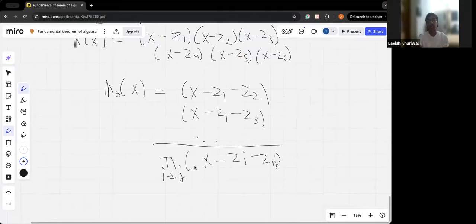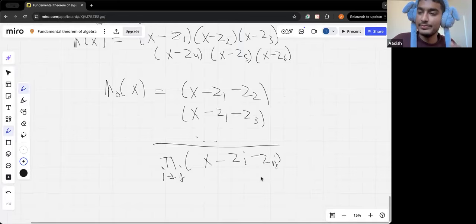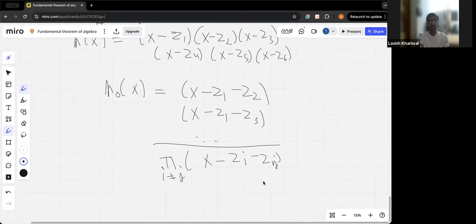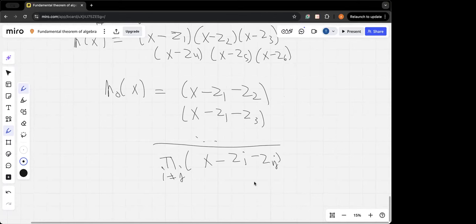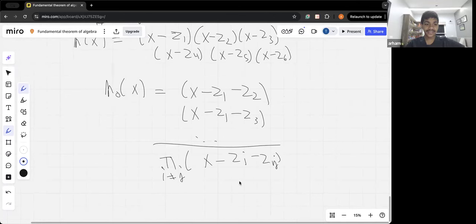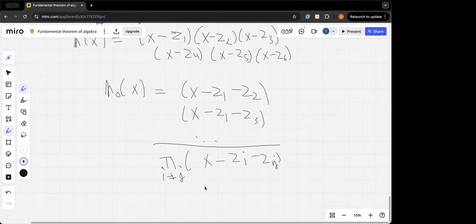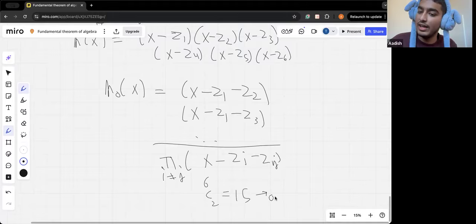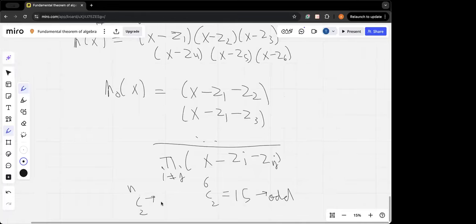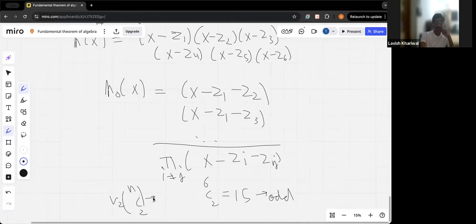The degree is N choose 2, where N ranges from 6 to even 8. So 6 choose 2 is 15, which is an odd number. Would you look at that? In fact, if n is even, n choose 2 has one less power of 2 than n. So it has complex roots.